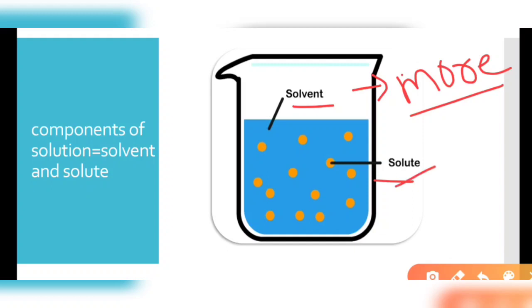Solute is the component which is getting dissolved in the solvent. Generally the solute is present in less quantity in a solution. So when the solvent is mixed with solute, they form solutions.